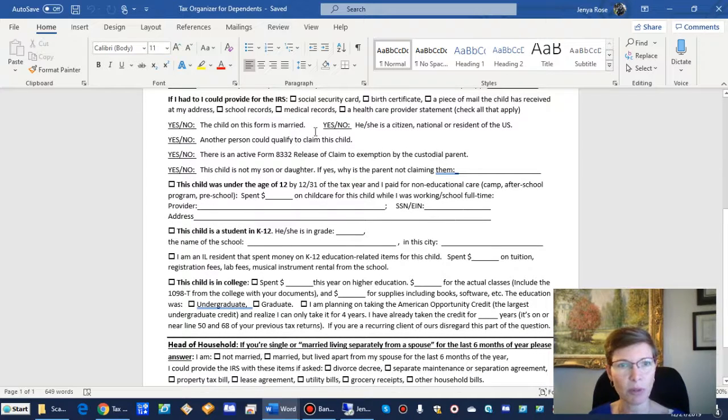Then these are simple questions. Is your child a U.S. citizen? Are they married? Is there an active release claim? So this is simple stuff.